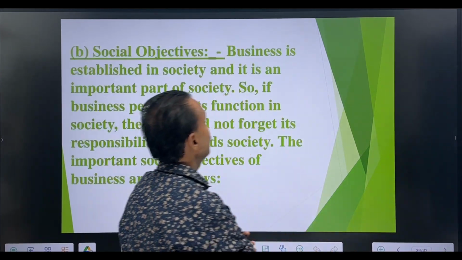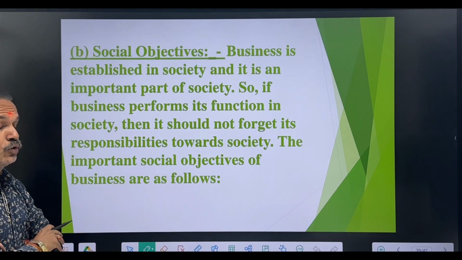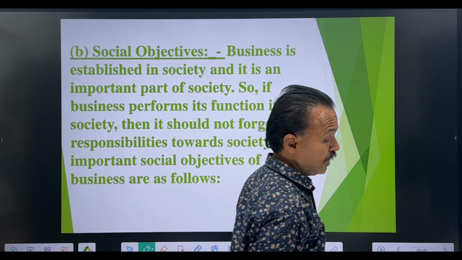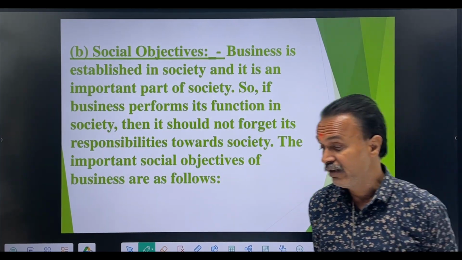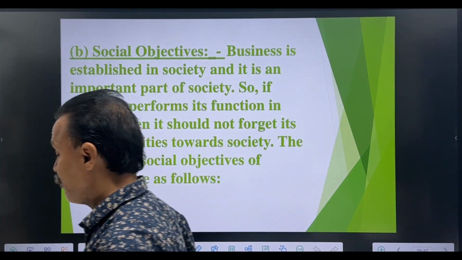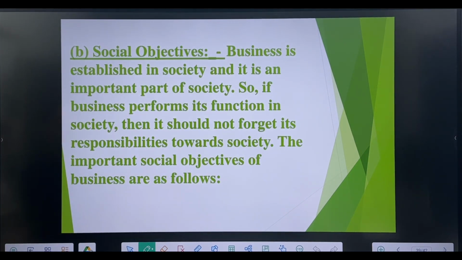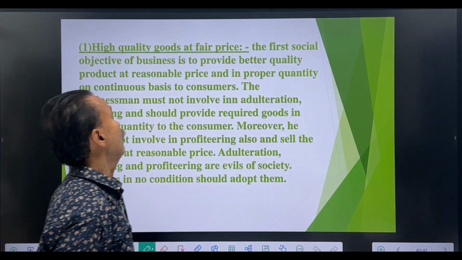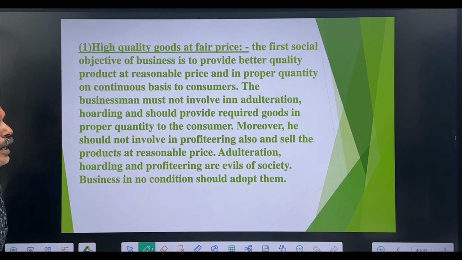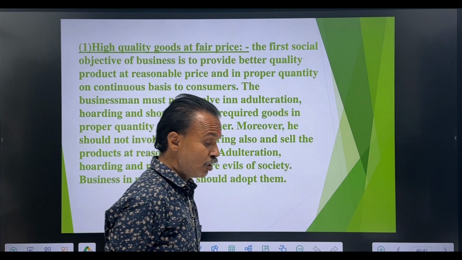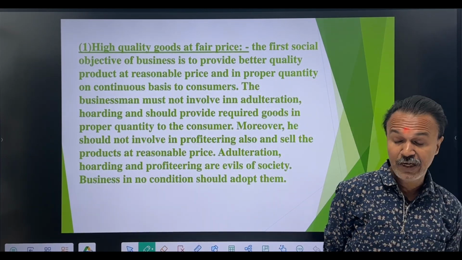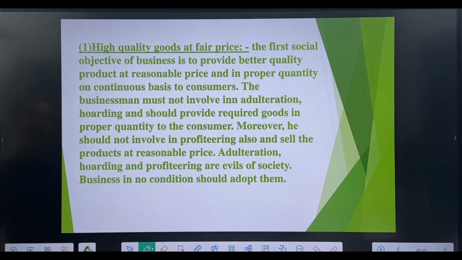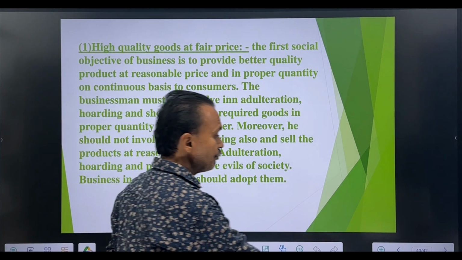Second, social objective. In the social objective, we include those objectives which are related with the society, because the businessman does his business in the society, and there are some objectives of the business towards society. The objectives of the business towards society are as follows. First, high quality goods at a fair price. The first social objective of the business is to provide better quality goods to the society at a reasonable price.